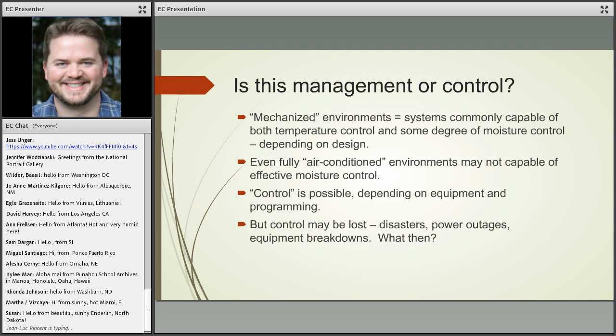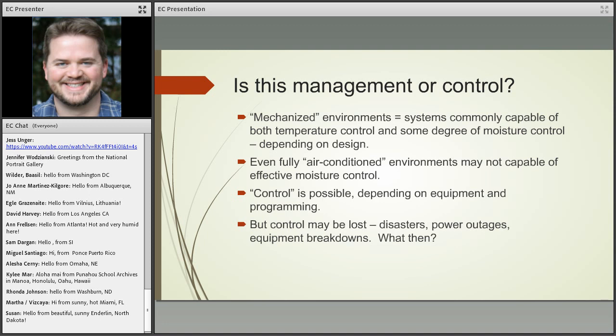Oftentimes, we have a lot of discussions with institutions that have a certain type of equipment and a certain installation, and they're asking, why can't we do better when it comes to moisture control? And the answer oftentimes comes down to simply the capability and the design intent of the system that you're working with. If the idea for moisture control was there from the outset and it was built into the system, then we likely have some flexibility and some opportunity to change what it is that you're doing for moisture control.